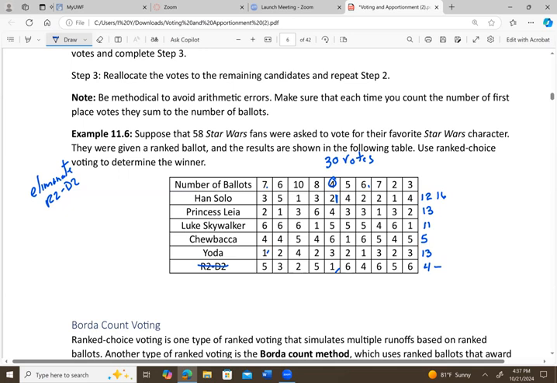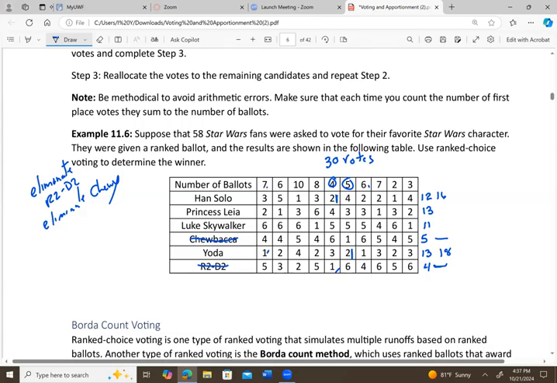Next lowest rank is Chewbacca. So we eliminate Chewbacca, and his first place votes go to whoever was in second place. So they go here, and that's 5. So that gives Yoda 18. And now Chewbacca is gone as well. Still nobody with 30 votes.